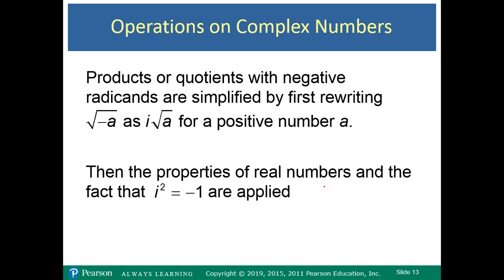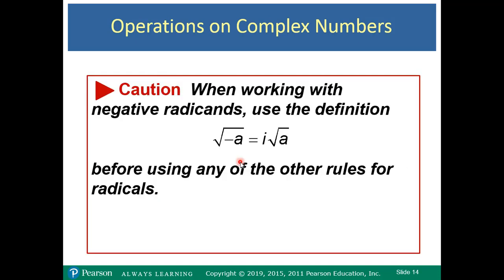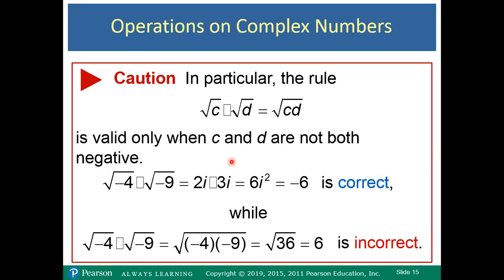Okay, products or quotients with negative radicands are simplified first by rewriting with i, and then we're going to simplify. We're also going to use the fact that i squared is equal to -1, and we're definitely going to use that to our advantage to help simplify things. Now, when working with negative radicands, use the definition of i. This is what we're using before using any other rules for radicals. So do this first before you do any other rules or properties of radicals.